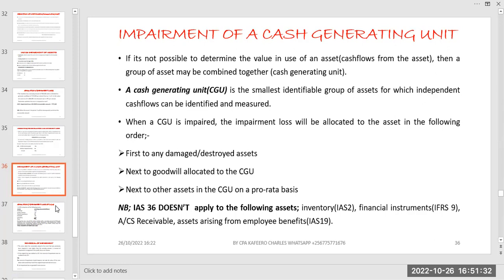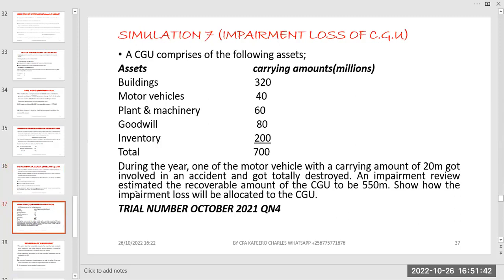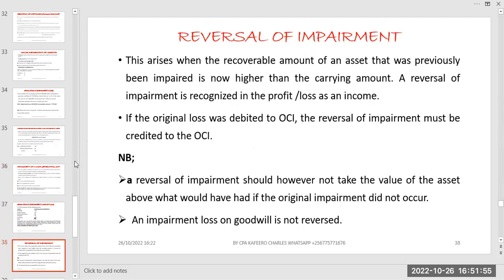These ones I was just giving as brief items that are not supposed to be part of the standard. And we have a simulation. This is a simulation, a simple one you can look at. Then we have a trial number, October 2021, question 4. Let me finalize with this.